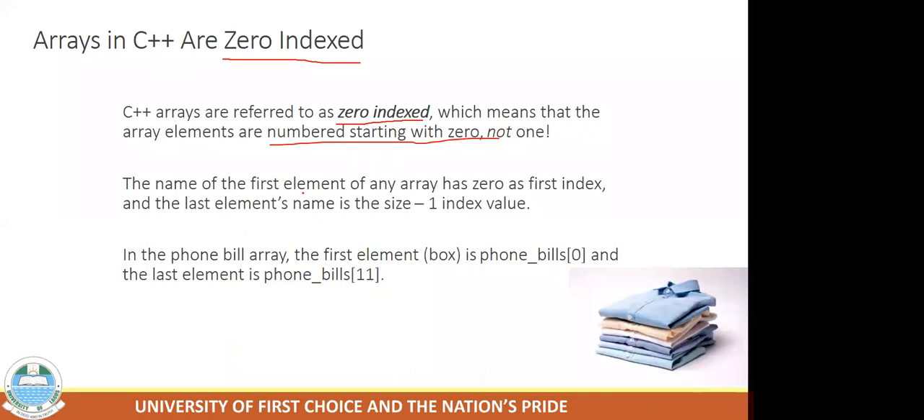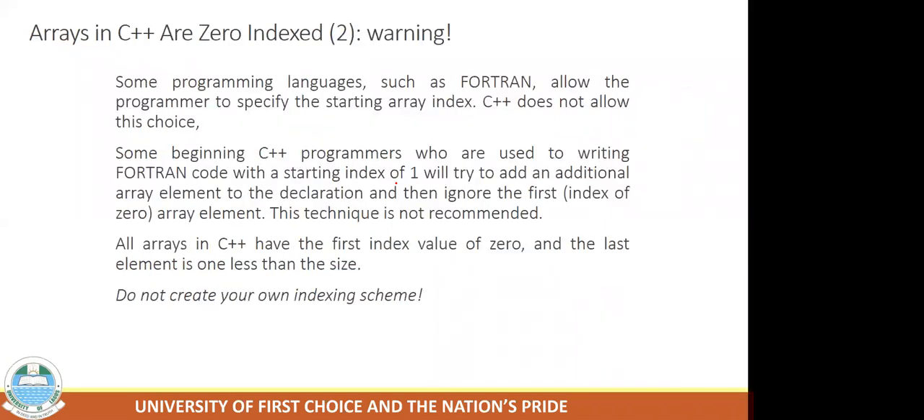The index of the first element of any array is 0, the first index of the first value. And the last element has an index of size minus 1. So if you're creating an array of 12 variables, the first one will be 0, and the last one will be 11.